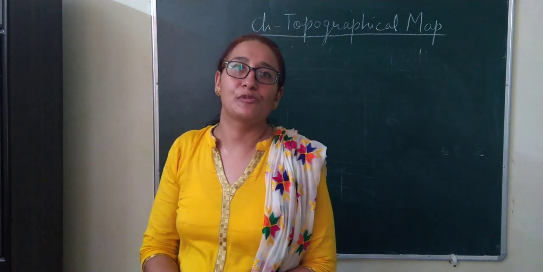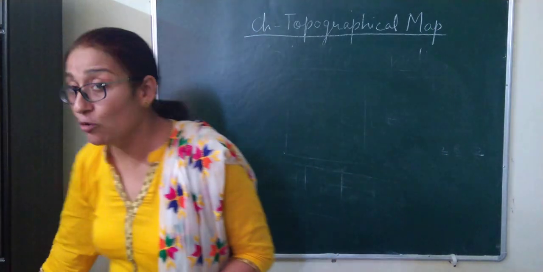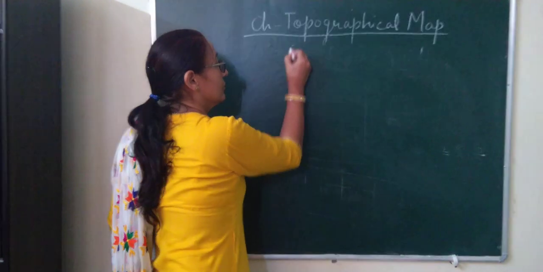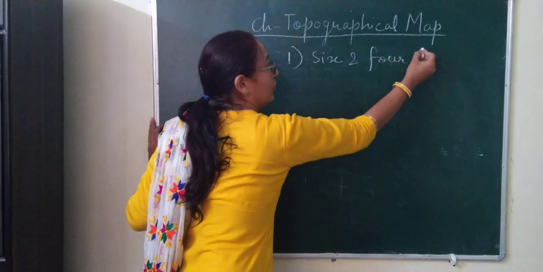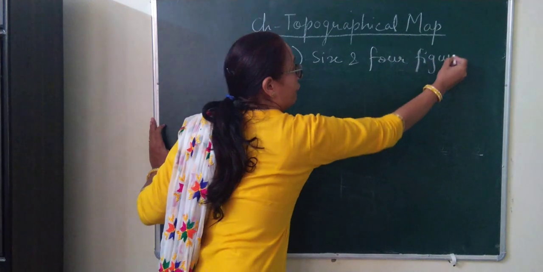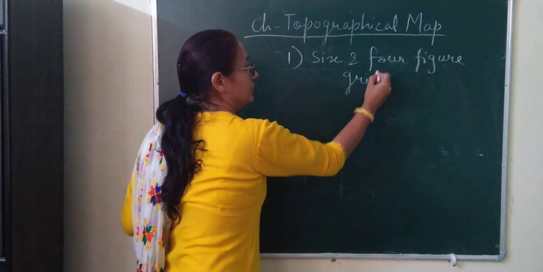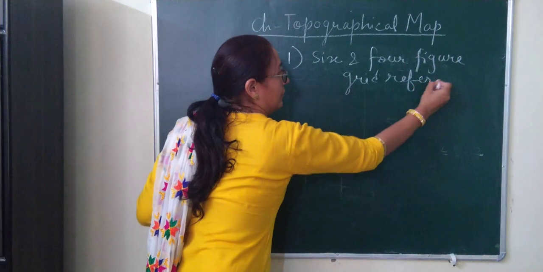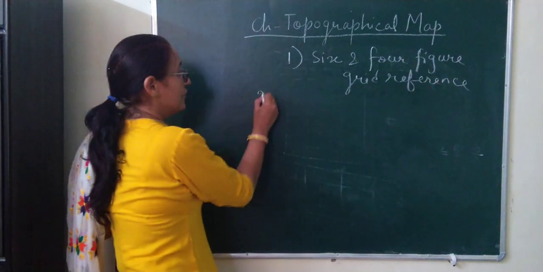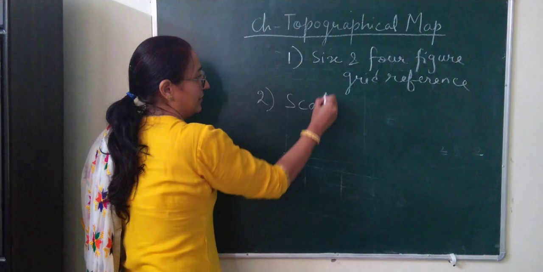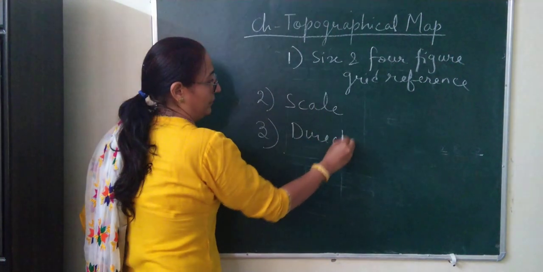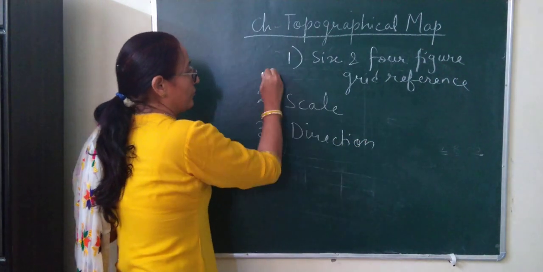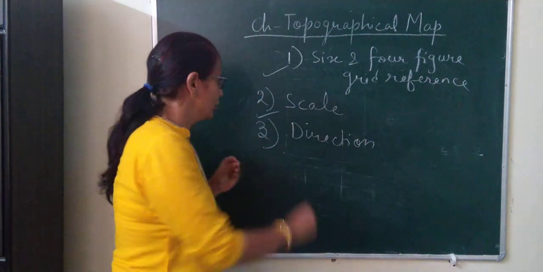Today I am going to explain 3 topics in this video. First is how to find out 6 and 4 figure grid reference. Second will start with scale. And third will start with direction. So I am going to explain these 3 topics in this video.